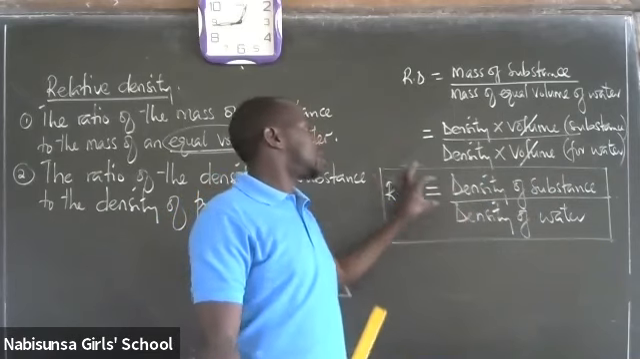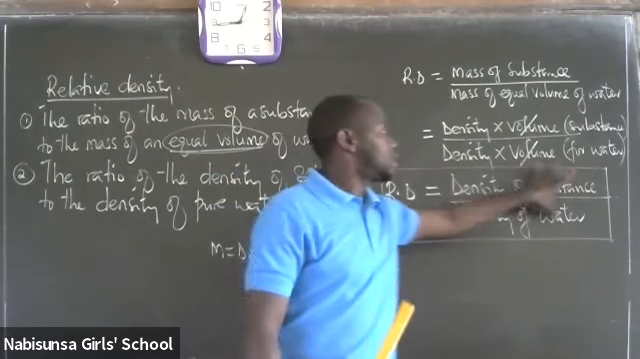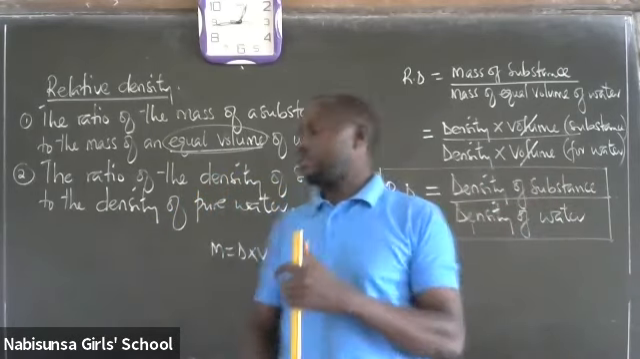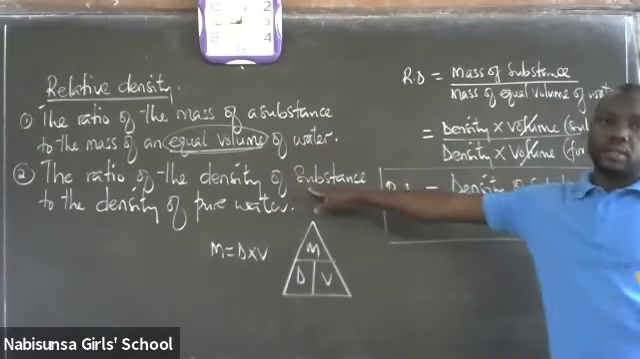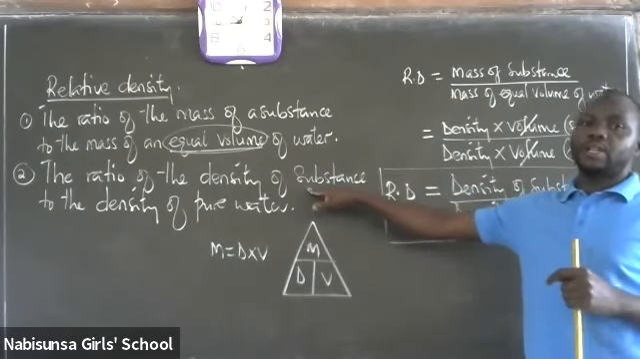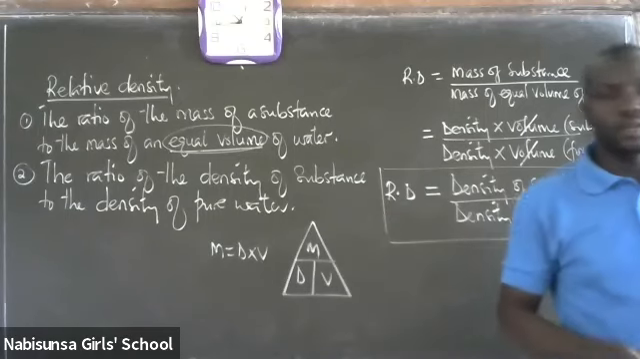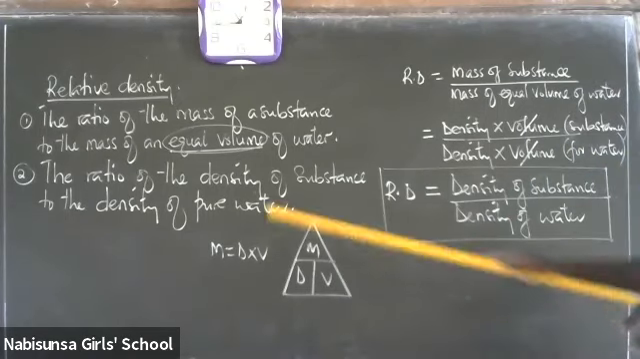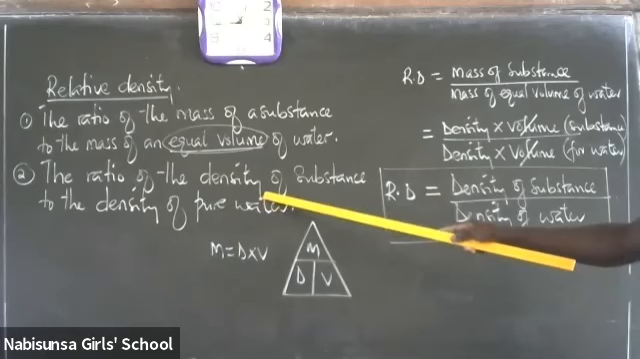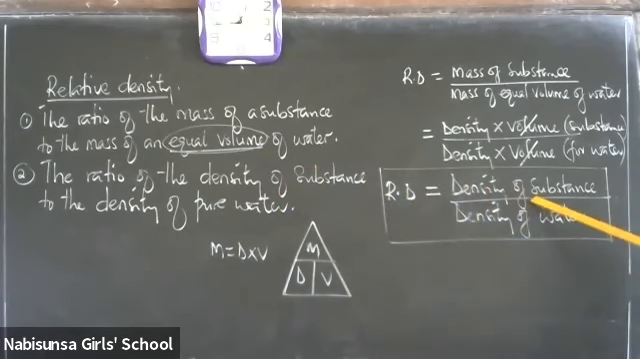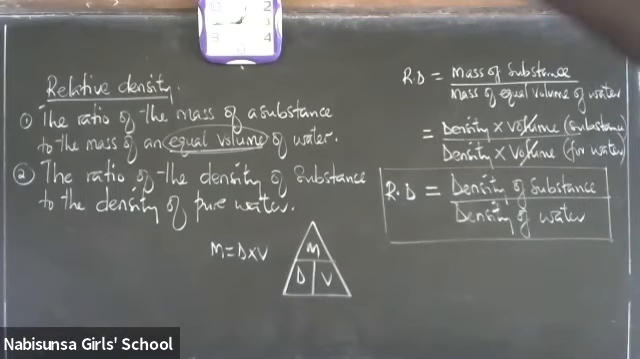And then we say this statement is the mathematical form of this English statement: the ratio of the density of the substance to the density of pure water. When you change these words into mathematics, they become this. So we are just showing that the two definitions are not any different. One definition is coming from the other. I think that one is now clear.